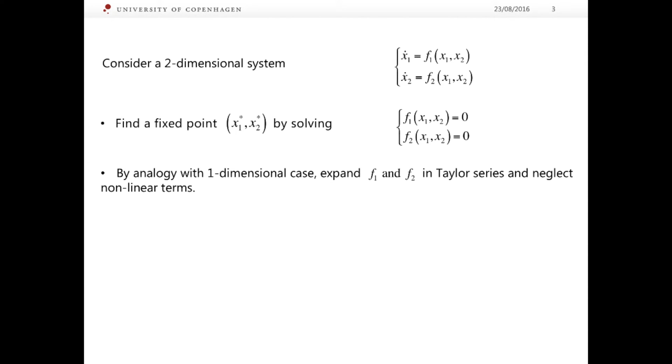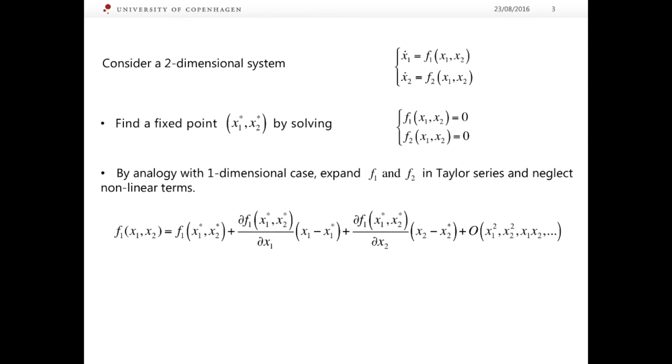Then, suppose we found the fixed point by solving this system of algebraic equations, and we need to expand the functions f1 and f2 in Taylor series by analogy with what we did before. The expansion for the function f1 reads as shown on the slide. The first term represents the value of f1 at the fixed point.